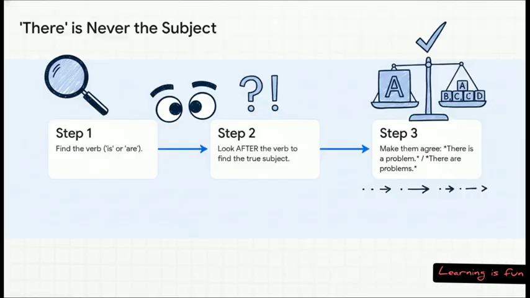Okay, here is another super common trap. Sentences that begin with there is or there are. Here's the secret. In these sentences, the word there is never the subject. The real subject actually comes after the verb. So you have to look ahead to find it, and then make sure your verb agrees. There is a problem, but there are problems.